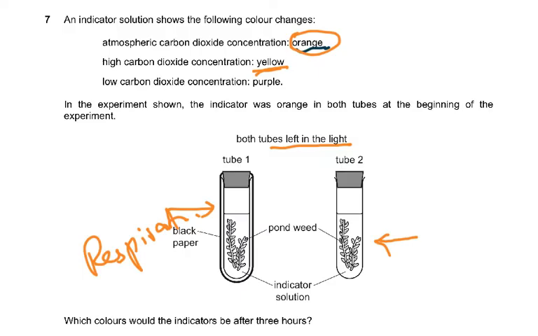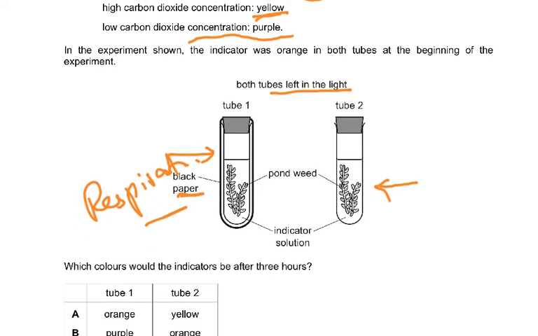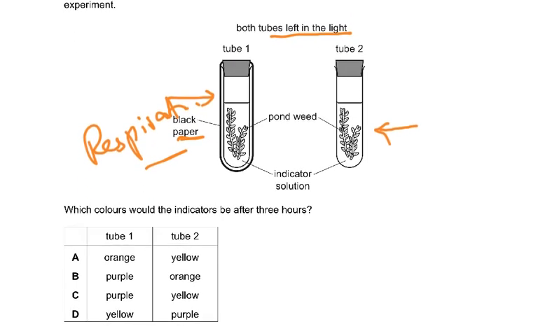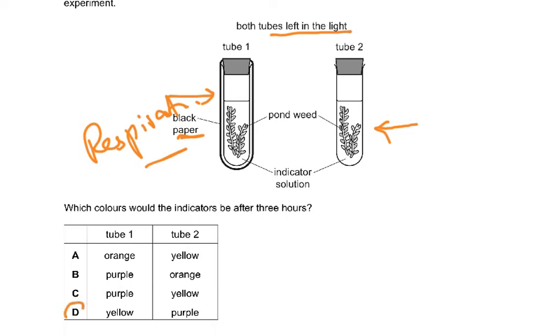So basically, you've got to understand that in tube 2, where there's light and there is photosynthesis, there will be low carbon dioxide. So tube 2 has to be purple and this has to be yellow. Why does it have to be yellow? Because it's only respiring, because they put a piece of black paper around it so light is not reaching the plant. The plant can't photosynthesize, but of course it respires. So that is why the answer is D. Tube 1 would be yellow and tube 2 would be purple.